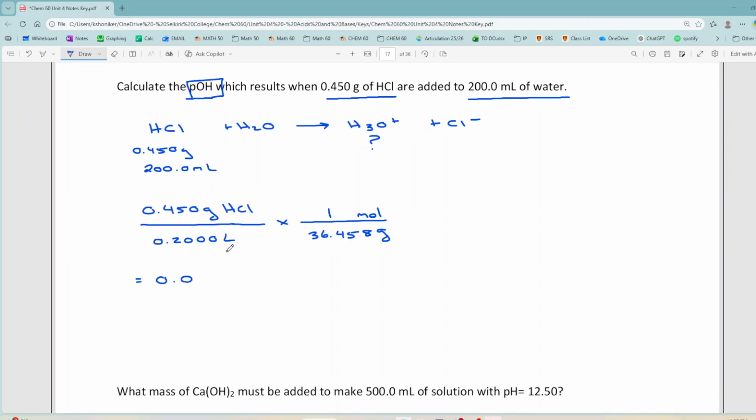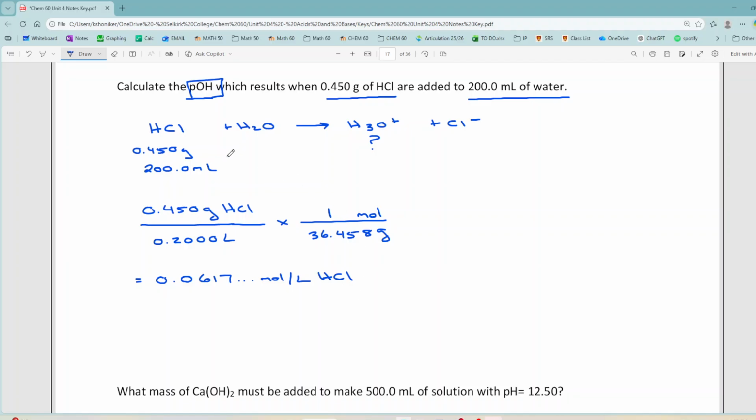0.0. Now let's keep track of sig figs. So we're going to do 3 sig figs. So 0.0617 ... moles per liter. Now this is moles per liter of hydrogen chloride.